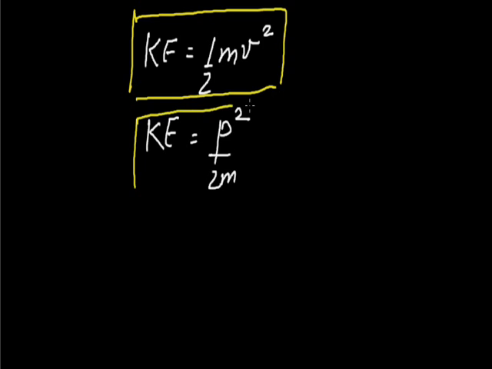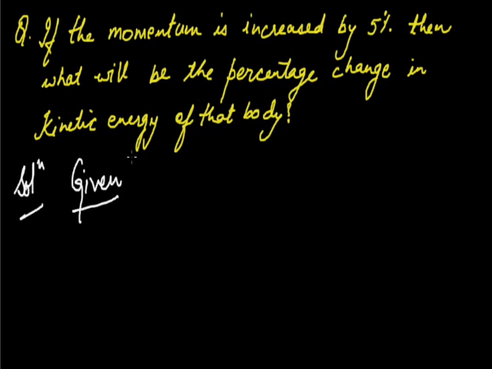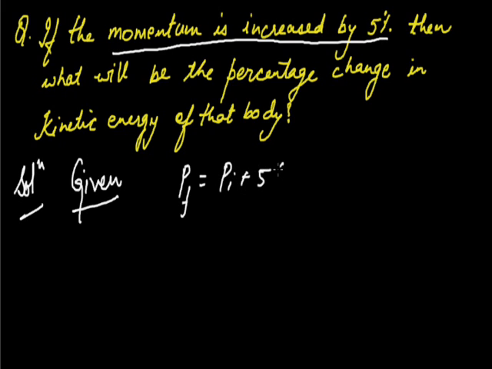Now we have some numericals to solve. In the question we are given that the momentum of an object is increased by 5%. The final momentum is increased by the 5% value of the initial one. That is, it will be equivalent to 1 by 20 of the initial value. This is equation 1.